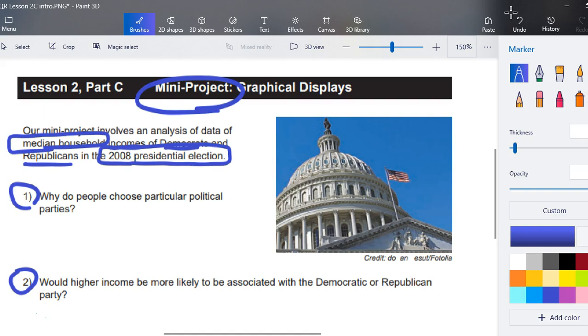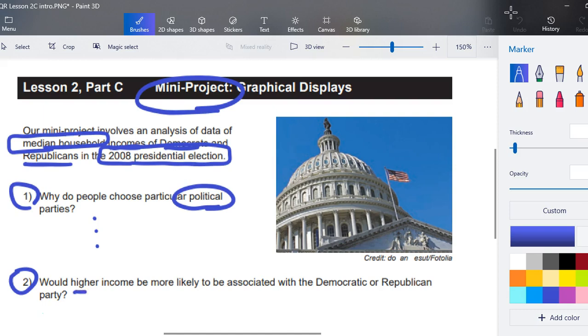So why do people choose particular political parties? I hope you wrote down a couple of thoughts and ideas, and it can be all over the place. It could be that it was how you were raised. It could be the location where you were raised. It could be your own philosophical or religious beliefs. Many reasons why people choose particular political parties.